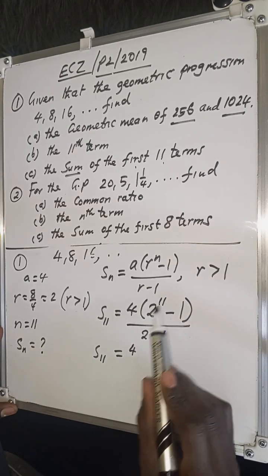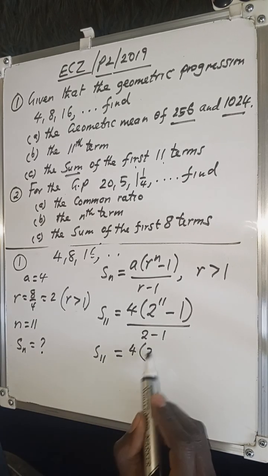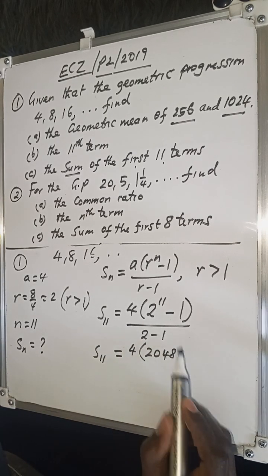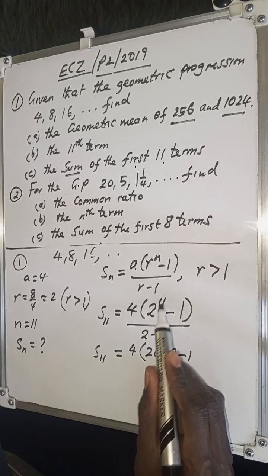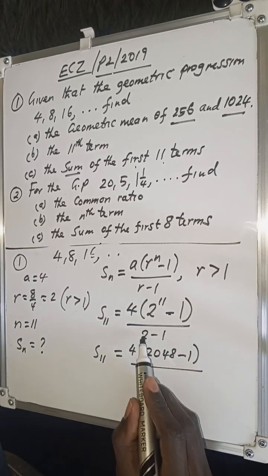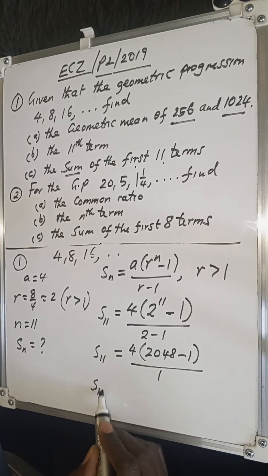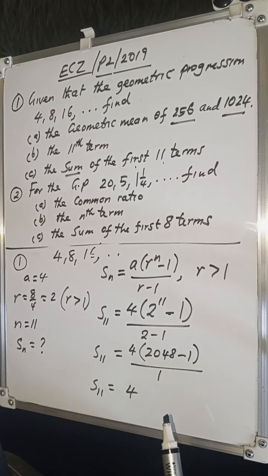What is 2 raised to the power 11 minus 1? So 2 raised to the power 11 is giving me 2048, but after carrying out this one, you subtract it with the 1 over, what is 2 minus 1? It's a 1 that we have. So S11 will be equal to 4.